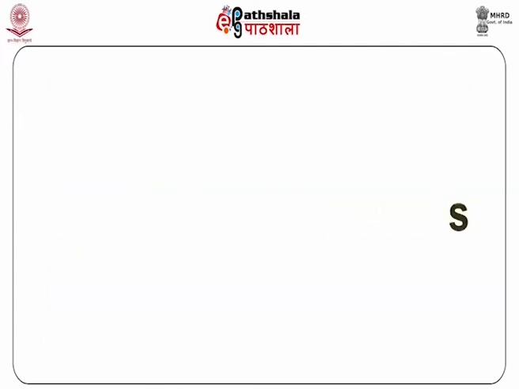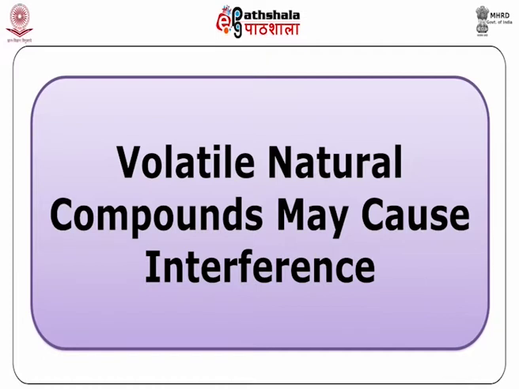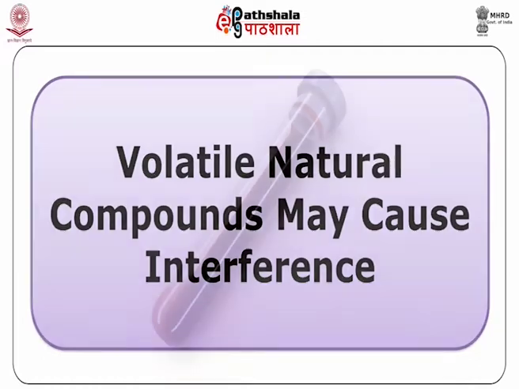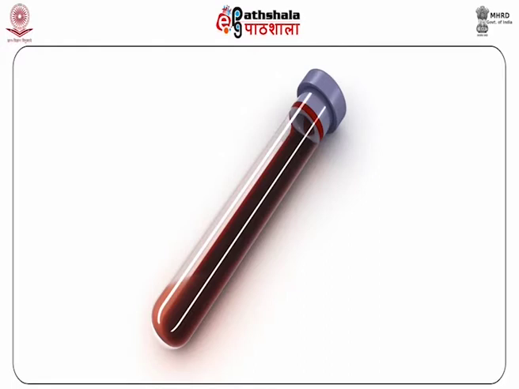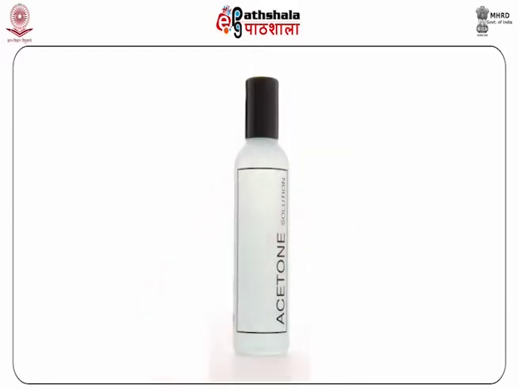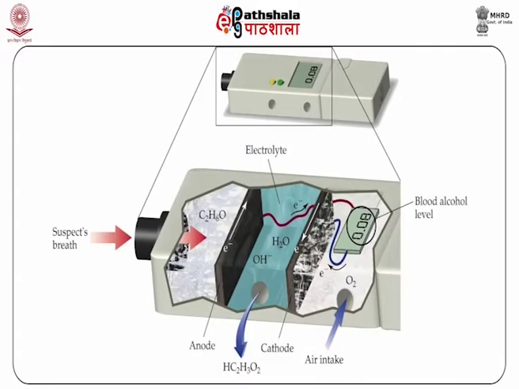Next is interfering compounds. There are some volatile natural compounds which may cause interference. NHTSA revealed in its study that diabetics and dieters may have acetone levels in their blood even thousands of times higher in comparison to others. Acetone is an interfering compound which may give a false reading of ethanol to some breath testing machines. Fuel cell based systems are, however, non-responsive to such substances.